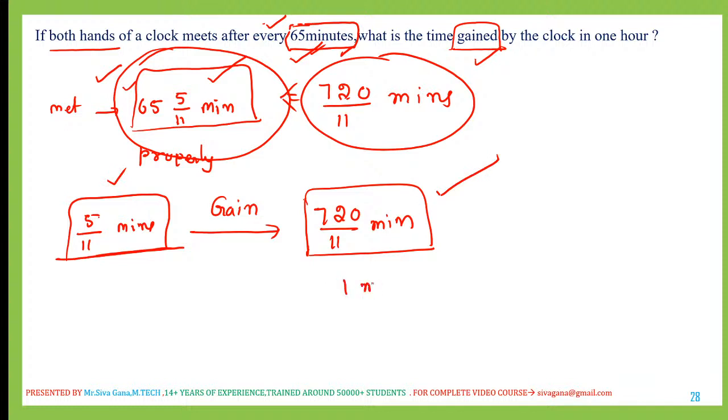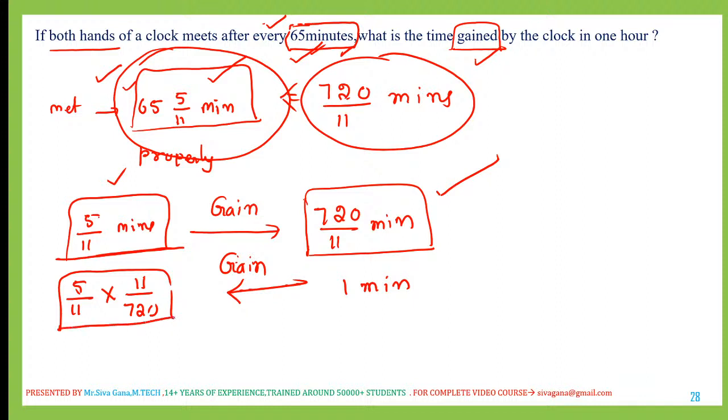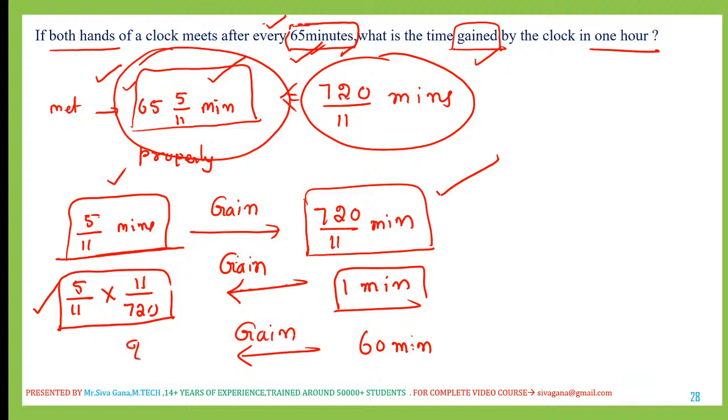Now in 1 minute, how much is the gain? I am taking it in reverse way. In 1 minute duration, the gain is 5/11 into 11/720. This is the gain in minutes in 1 minute. Now he is asking for 1 hour duration. 1 hour in the sense 60 minutes. So in 60 minutes duration, how much is the gain?